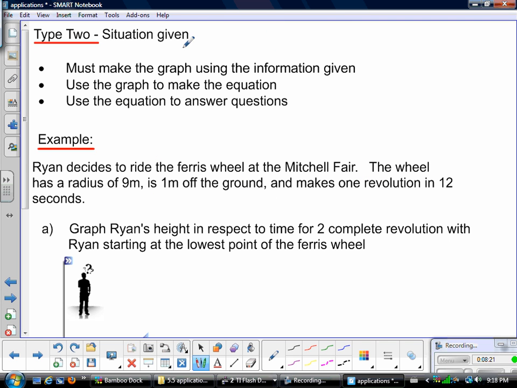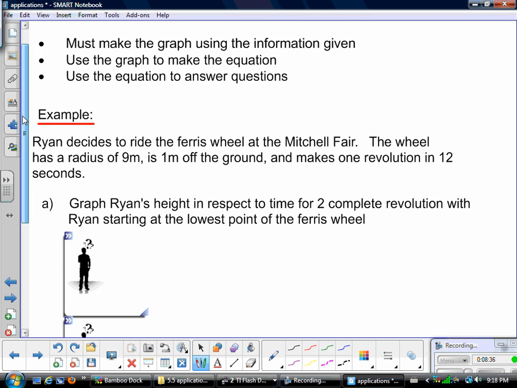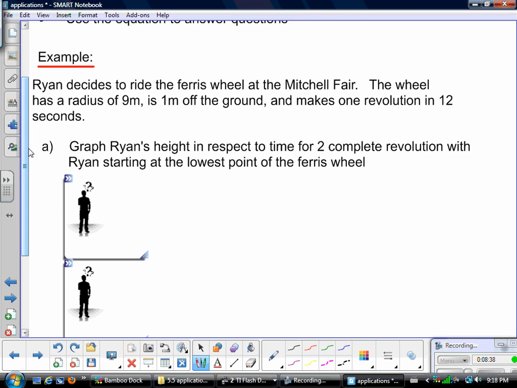Okay, so type 2, situations given. Usually they ask you to make the graph using the information given, then use the graph to make the equation, and then use the equation to answer the questions. So that's typical of this. Here's one example. Often you'll see ones dealing with Ferris wheels because it goes around. I've seen it with tides, high tide, low tide.